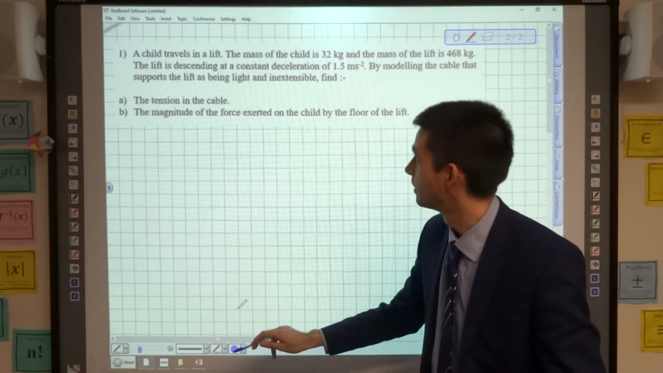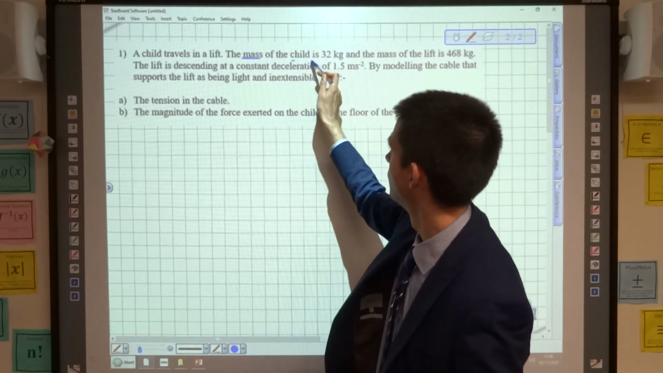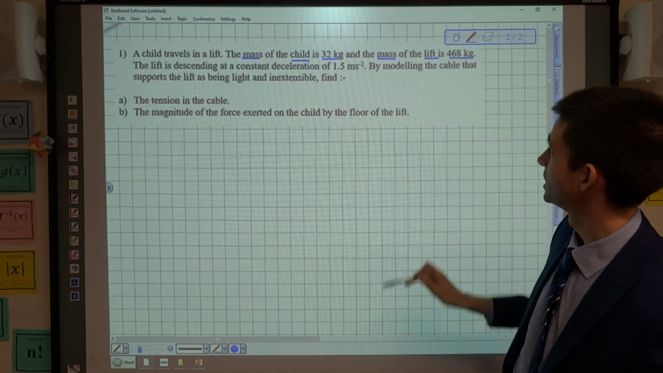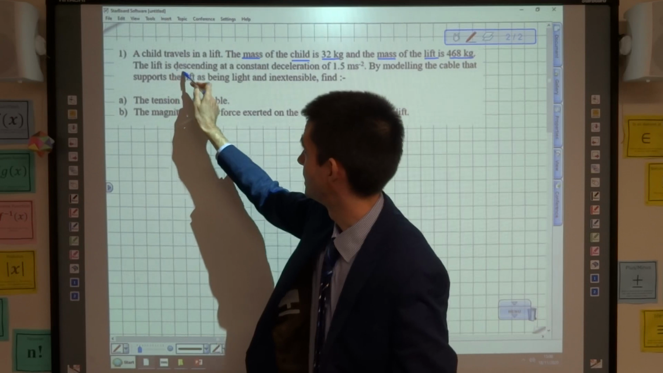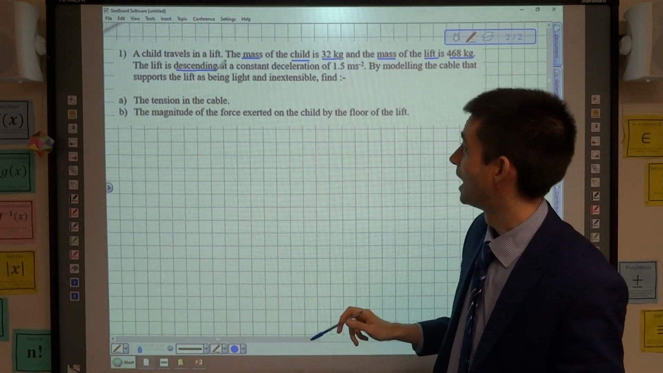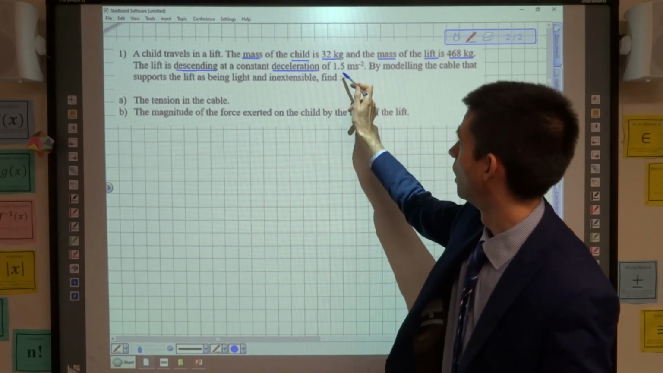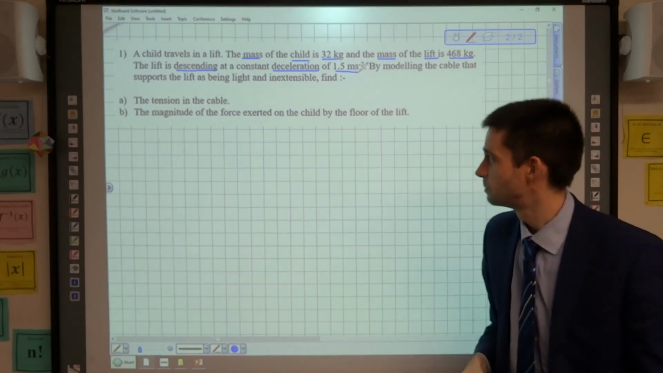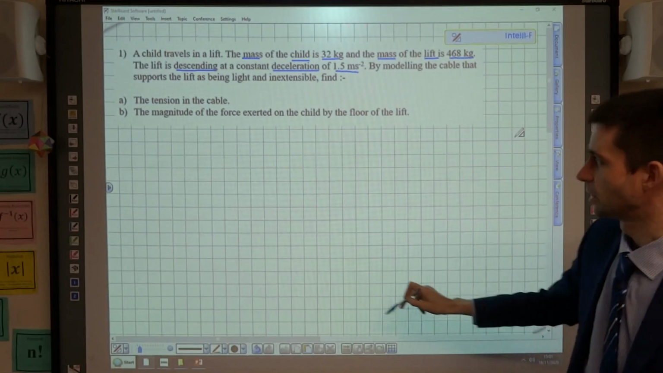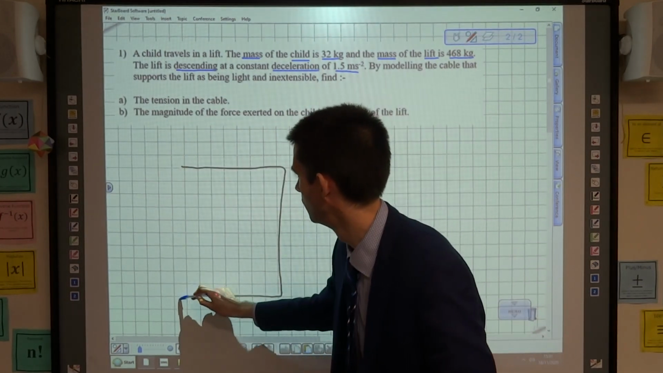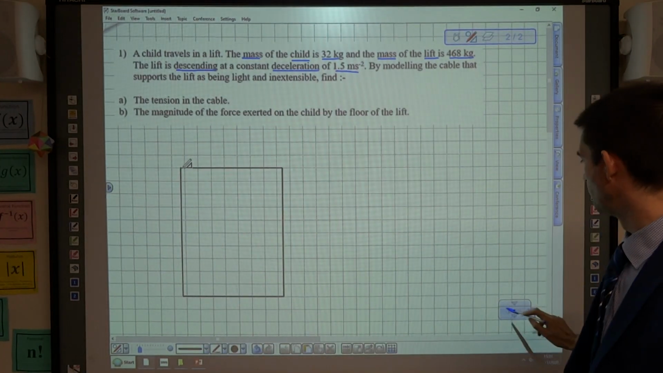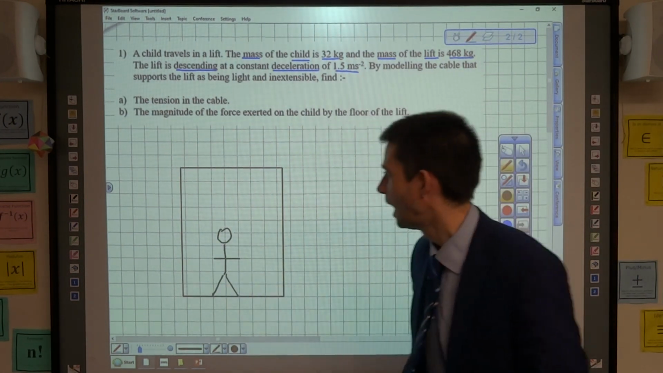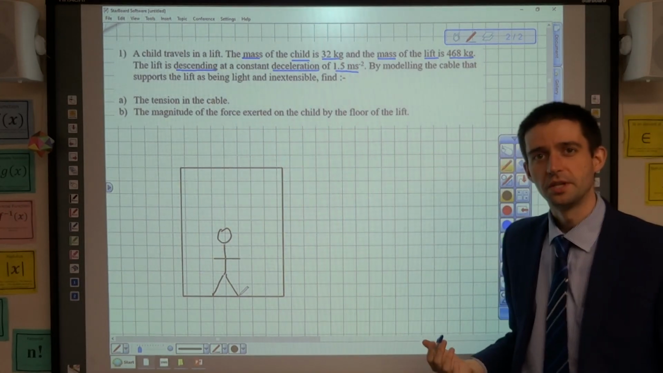Right, so key information then. We've got a child of mass 32 kilograms and we've got a lift of mass 468 kilograms. It is descending, so it's moving downwards, and it is a constant deceleration of 1.5 metres per second squared. Right, so let's begin by drawing a really good diagram. So, first of all, we've got the lift, and then we have the child in the lift. And then we just need to think about what forces are acting on this system.